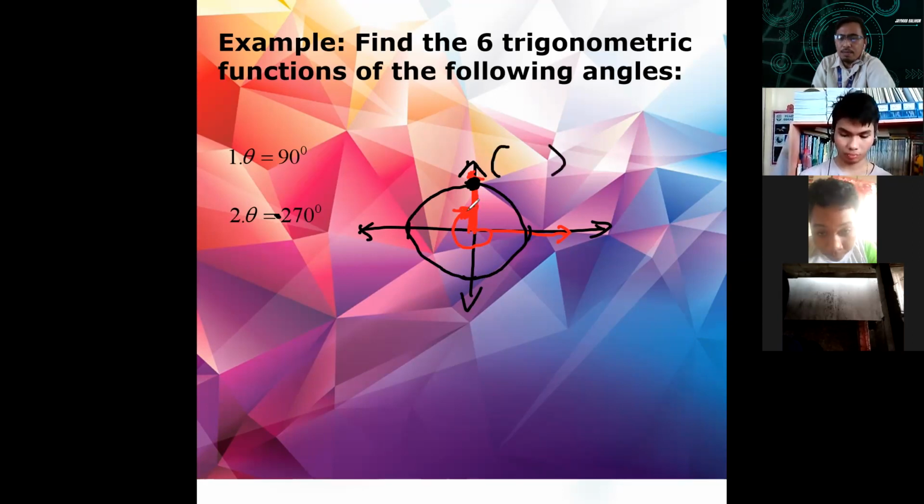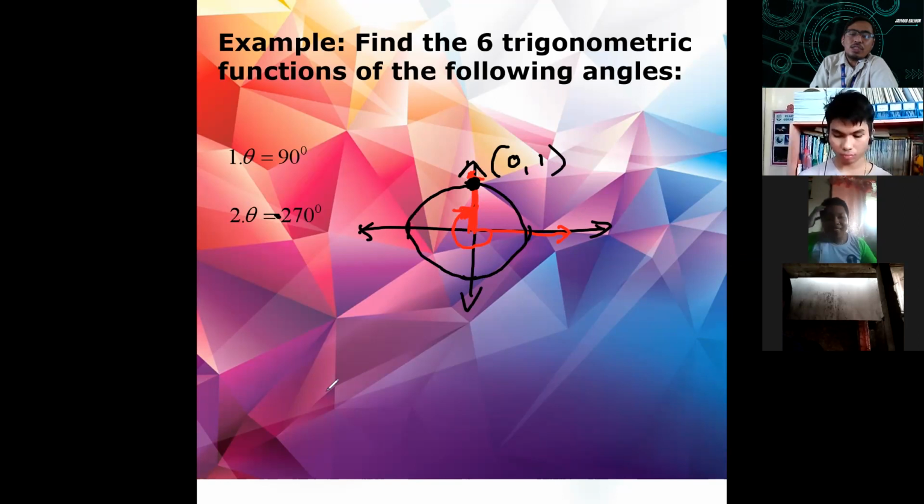Which point is it? 0, 1, sir. 0, 1. And I think that is the same with the 90 degrees, right? Yes, sir. The same. So it means their 6 trigonometric functions are also the same.